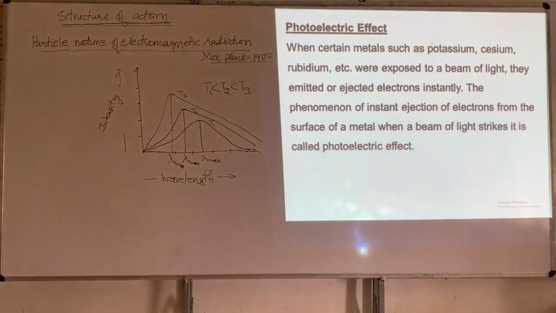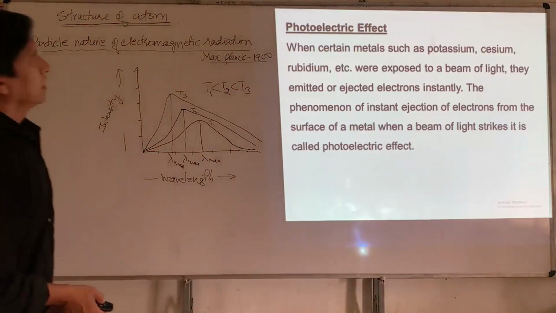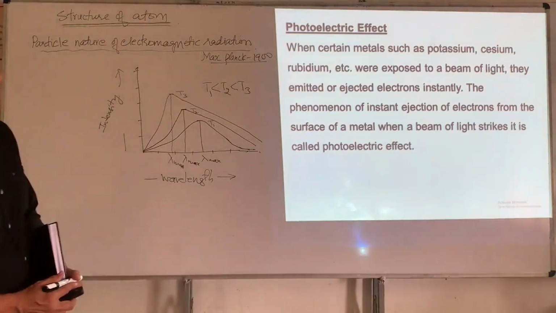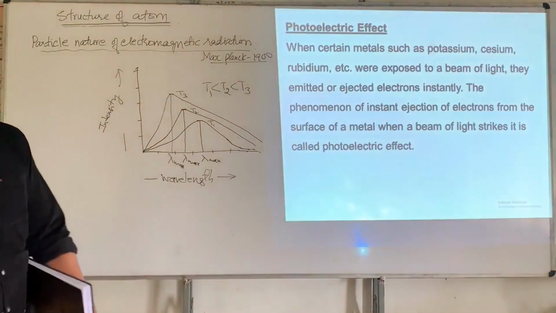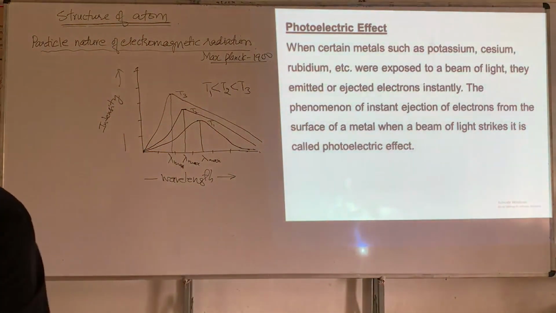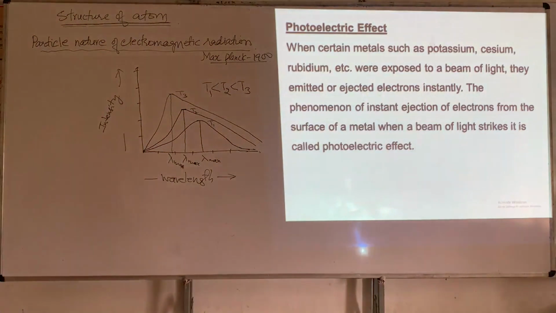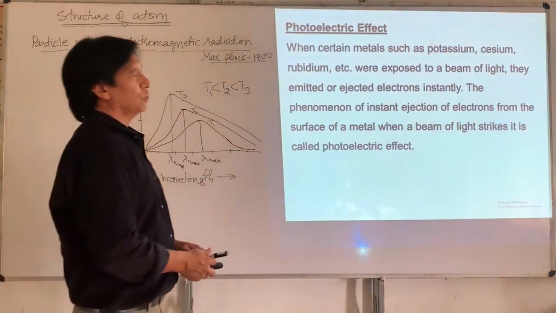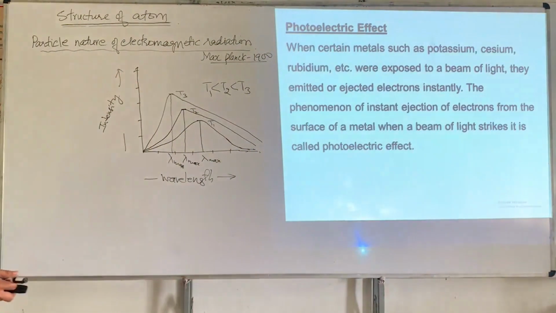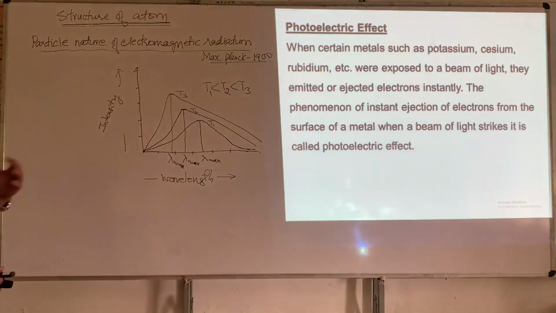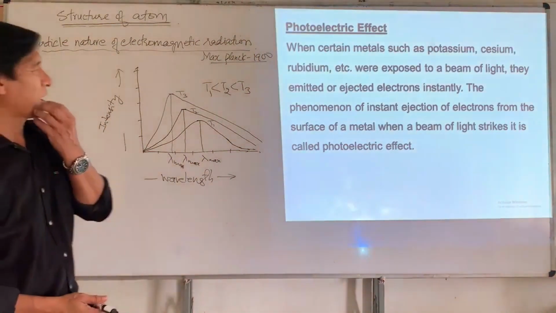And now the next thing that I'd like to explain is about photoelectric effect. Now, as far as photoelectric effect is concerned, it is seen that certain metals, when exposed to light, emit or eject or give out electrons.